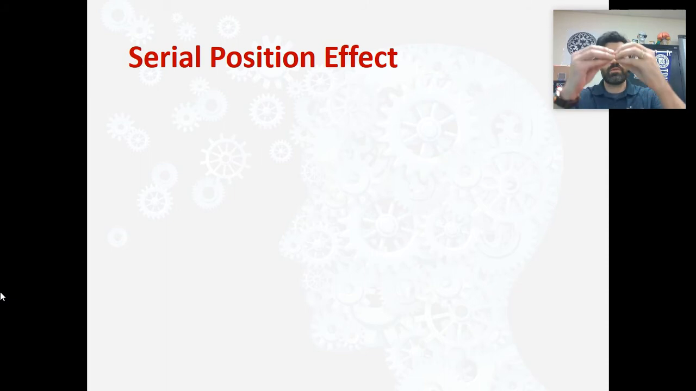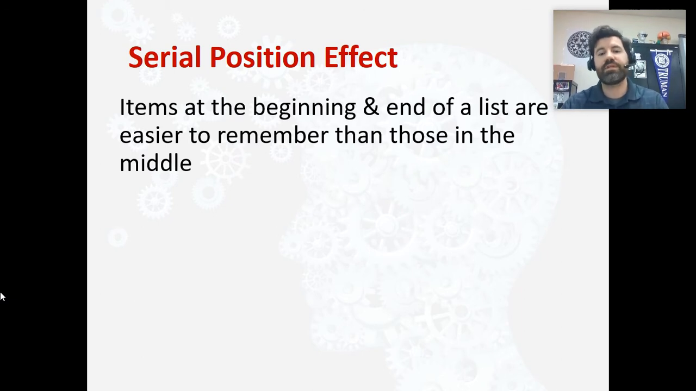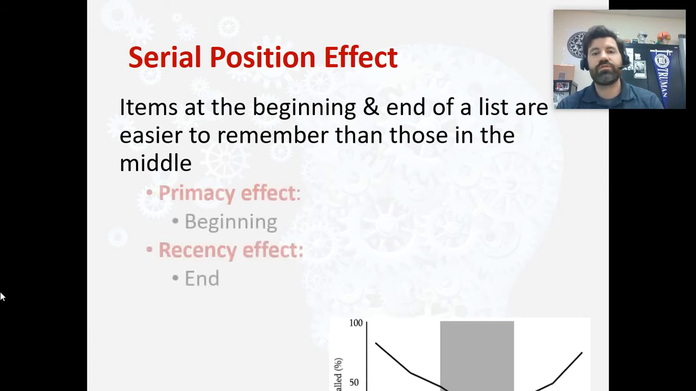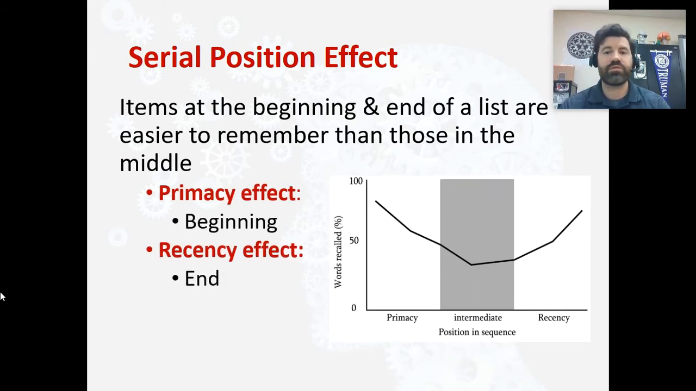Think cereal as being linear, not the cereal like you forgot to pick up the Frosted Flakes. So, items at the beginning and end of the list are easier to remember than those in the middle. The serial position effect itself can be broken down into two main parts. If you go into an office and you meet a bunch of people for the very first time, you may remember the first couple of people you meet because it's at the beginning. It's what we call the primacy effect.